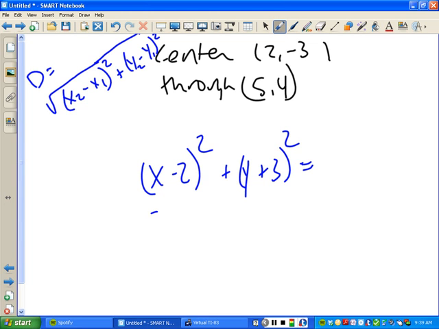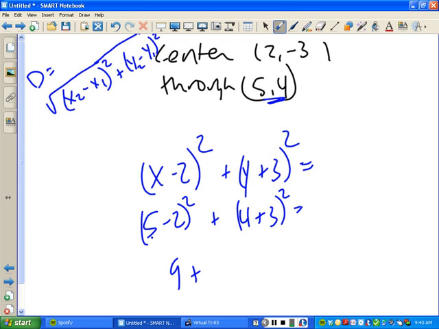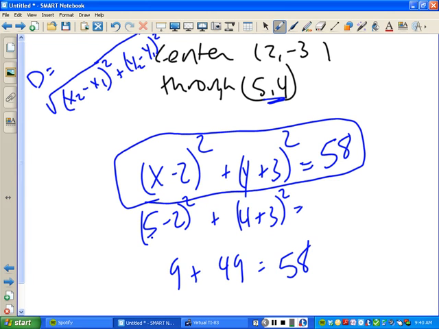So (5, 4): (5 minus 2) squared plus (4 plus 3) squared. This is the easiest way to do it. Isn't this point a solution? Sure. It's on the graph, right? The graph is the solution. So plug it in. What do you get? 5 minus 2 is 3. 3 squared is 9. Plus 4 plus 3 is 7. Squared is 49. That is equal to 58. So the equation is (x minus 2) squared plus (y plus 3) squared equals 58.